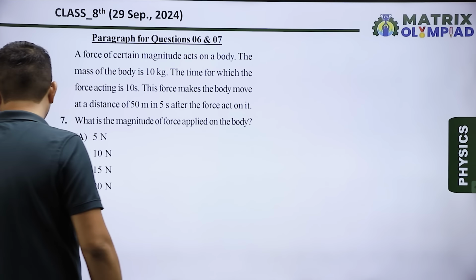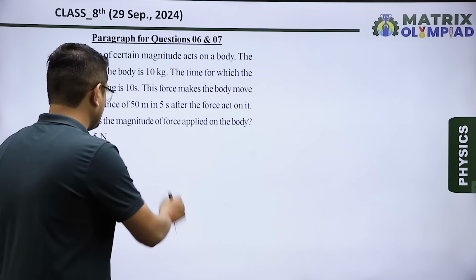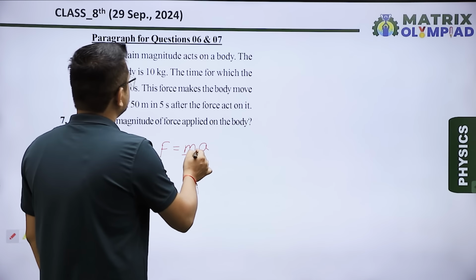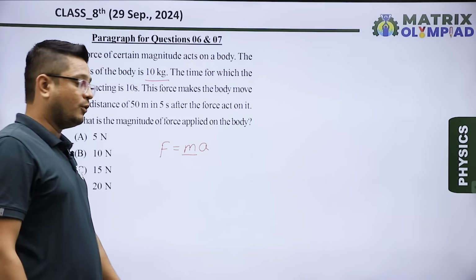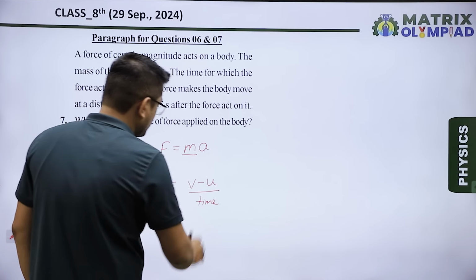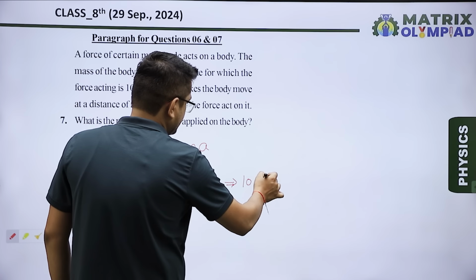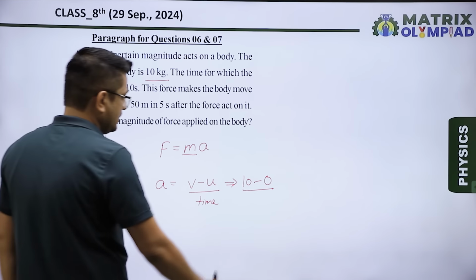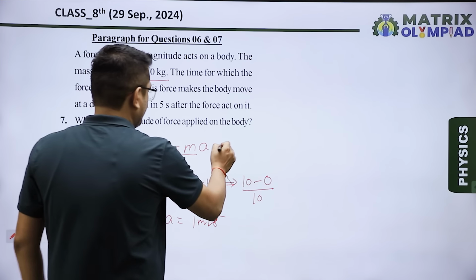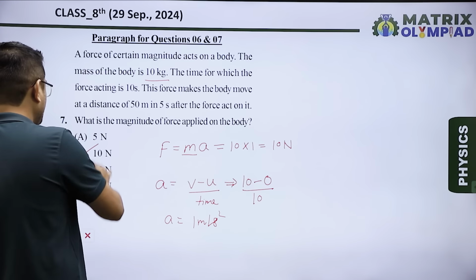Next question is based on the same paragraph and it asks, what is the magnitude of force applied on the body? We have to find the value of force. The value of force can be calculated by the formula F equals ma. We have the value of m, which is given here as 10 kg, but we don't know the value of acceleration. For acceleration, we know that acceleration is equal to change in velocity with respect to time. The final velocity we calculated in the previous question was 10. Initially the body was at rest, so initial velocity is 0, and total time of motion is 10. That means acceleration becomes equal to 1 meter per second square. So putting the value of m and a, 10 multiplied by 1, the value of force becomes 10 Newton. That means option B is our correct answer.